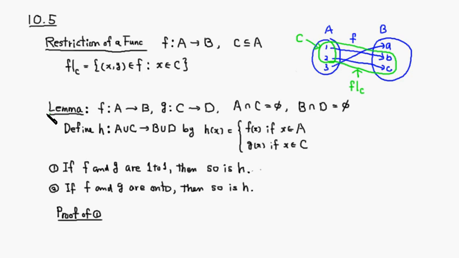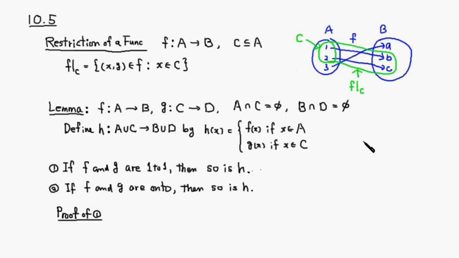Then let's look at this lemma. You have two functions. f is a function from A to B, and g is a function from C to D. A and C are disjoint, and B and D are disjoint. So we're looking at this situation.